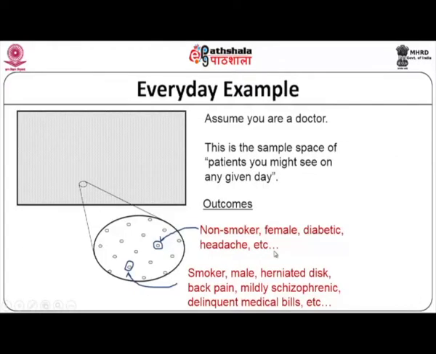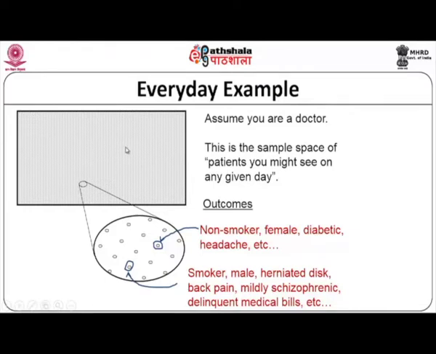Let us take an everyday example. Assume you are a doctor. So, patients visit you at regular intervals of time. Now, we can construct a sample space, and this sample space indicates all the patients who have visited you in a given day.